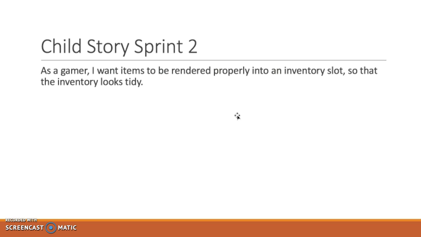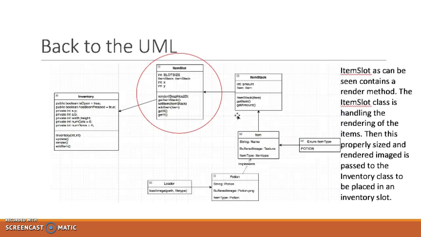And another child user story from Sprint 2. As a gamer, I want items to be rendered properly into the inventory slot so the inventory looks tidy. And this is going back to my UML diagram. Item slot is actually handling all of this. It will render the items and send that into inventory to be put into the item slots.